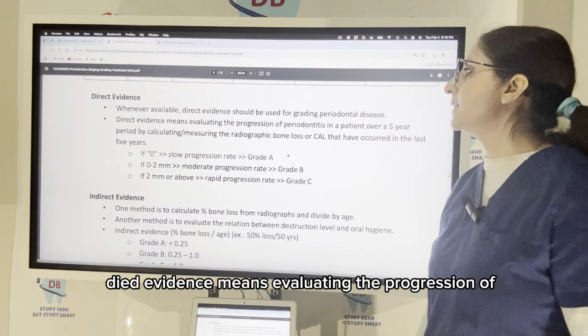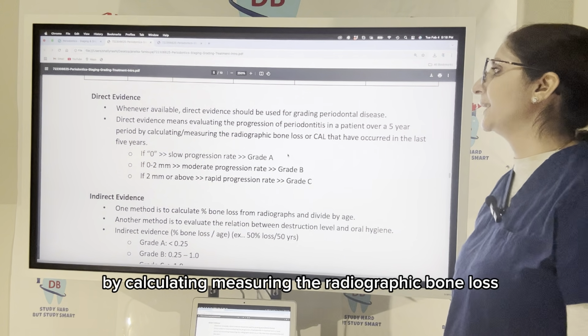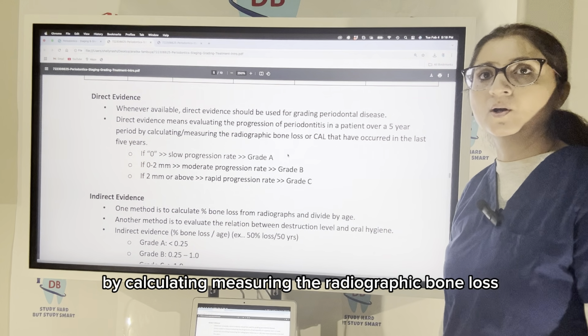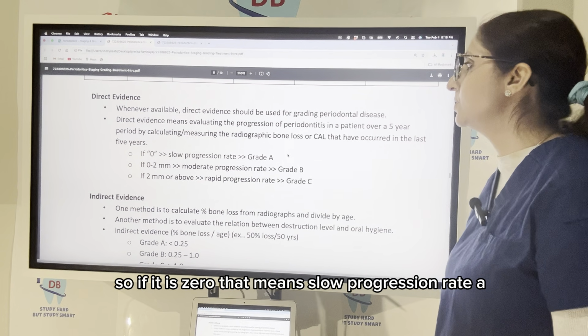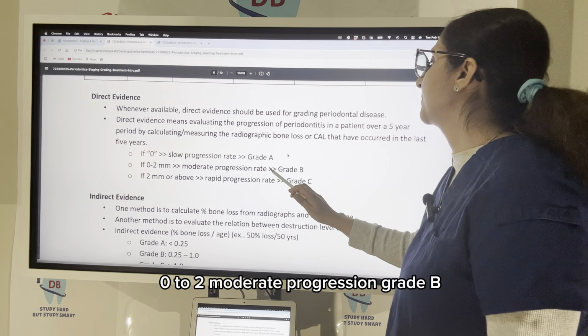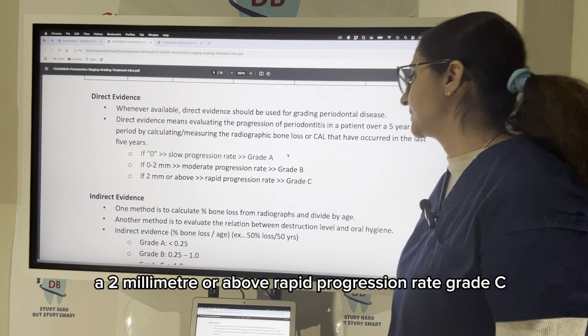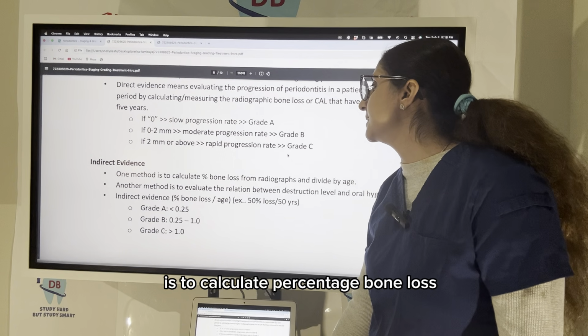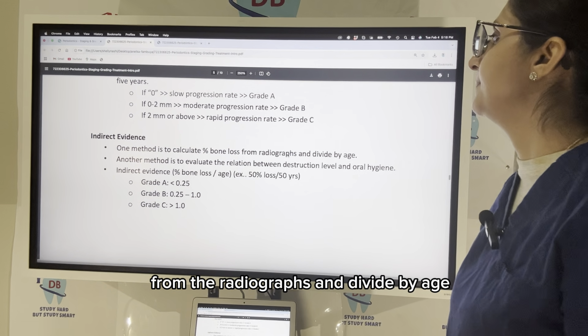Direct evidence means evaluating the progression of periodontitis in a patient over a 5-year period by measuring the radiographic bone loss or clinical loss of attachment that has occurred in the last 5 years. So if it is 0, that means slow progression rate, grade A. 0 to 2, moderate progression, grade B. If 2 mm or above, rapid progression rate, grade C. While the indirect evidence is to calculate percentage bone loss from the radiographs and divide by age.